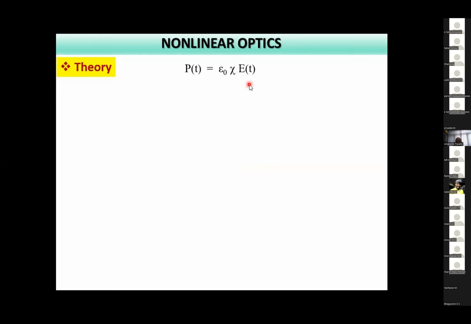When electromagnetic light is interacting with matter, the light intensity, the electric field of that light, has to be very small compared to the interatomic field strength.